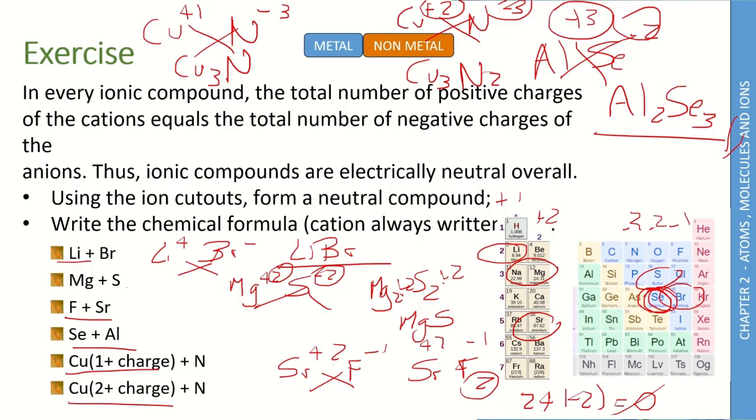If you multiply 2 times -3, it will be -6. 3 times 2 will be 6. So 6 minus 6 is 0. So neutral compound. Good? You can practice more.